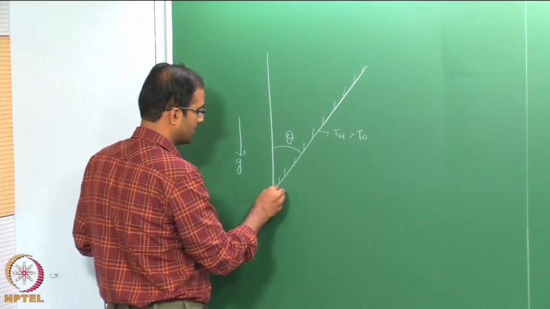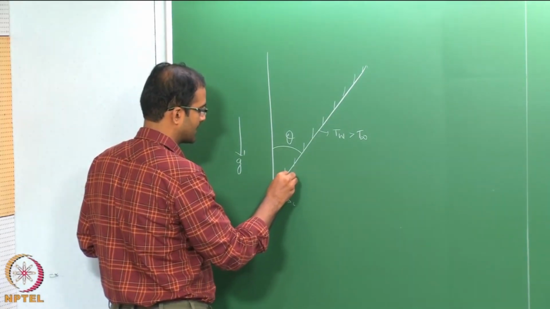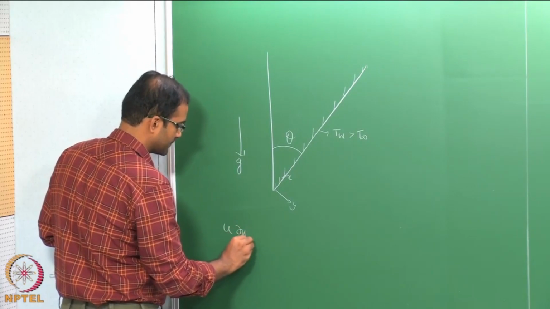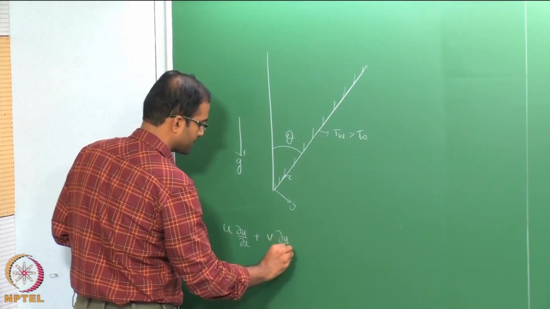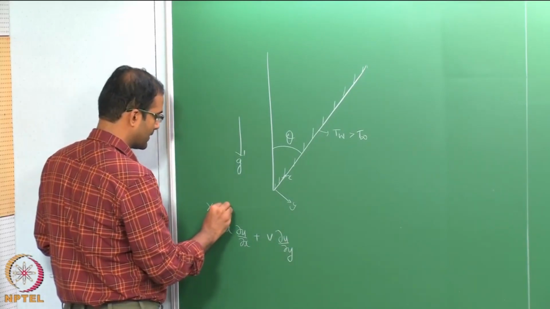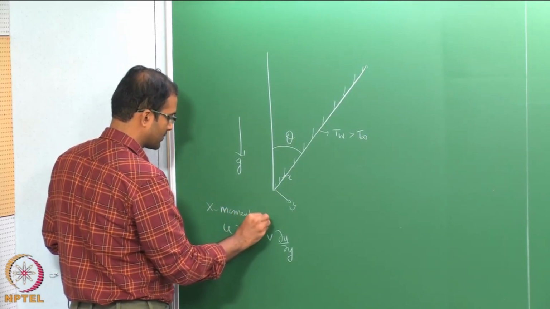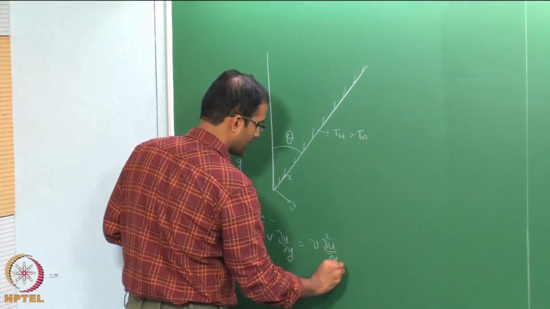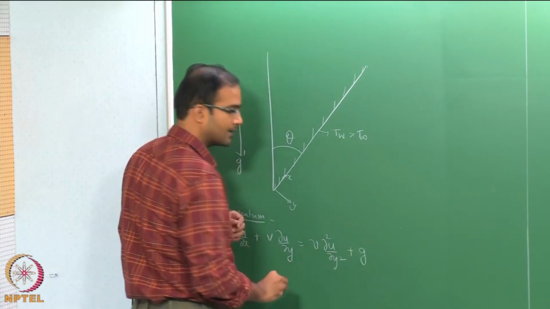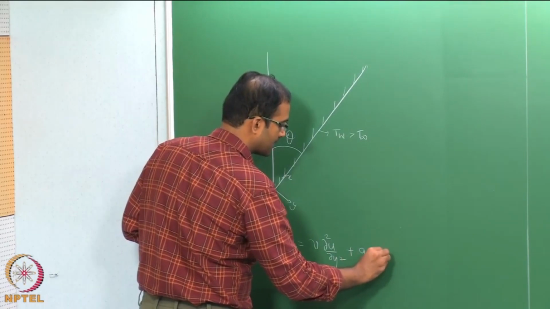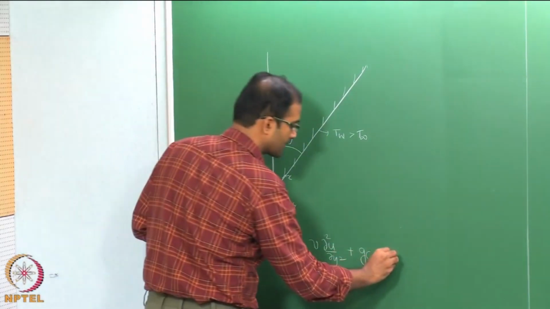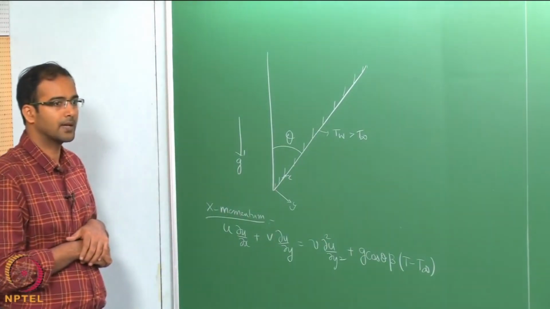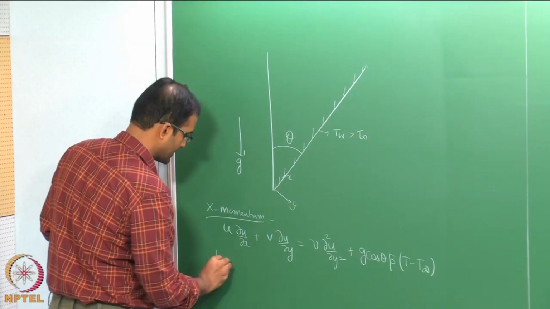Okay. So, the same governing equations will be applied. For example, if you denote this coordinate as x along the plate and perpendicular to the plate as y, you can still write down the momentum equation. This is the momentum equation along the plate length. This is what we call the x momentum, and we have nu d square u by dy square, plus the only difference here is that we have cos theta multiplied to g. Okay. And the energy equation is still the same.